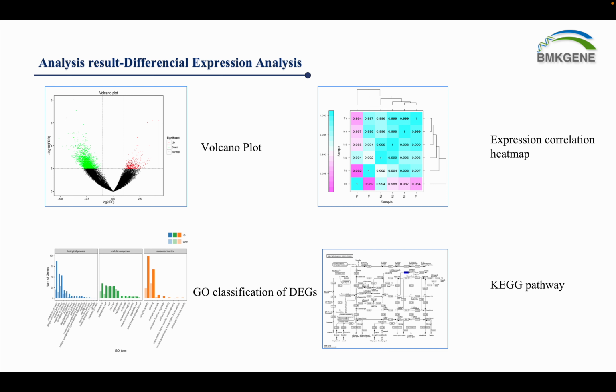And the correlation heat map of samples within and between groups was calculated according to the expression values of all genes in each sample. And the heat map was drawn to display the differences between samples and the repetition of samples within groups. The higher the correlation coefficient between samples, the closer the expression pattern is.